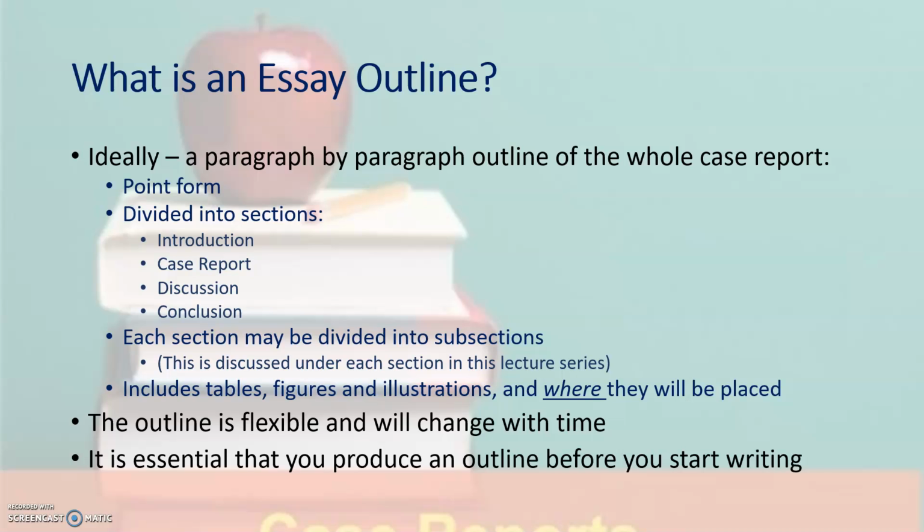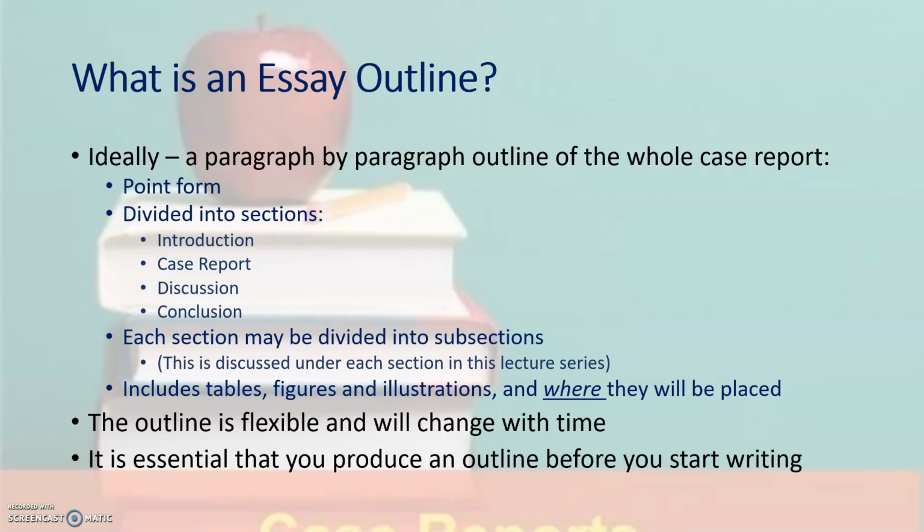What is an essay outline? It's something you probably haven't done for a long time, maybe going back to SEA, but what we really want is a paragraph by paragraph outline of the entire case report from introduction to conclusion. It should be in point form, and it should be divided into the sections that your case report will be divided into, which is introduction, case report, discussion, and conclusion. And each section may be divided into subsections. As we talk about the sections during this three-part series, I will elaborate on the kinds of subsections you're looking at.